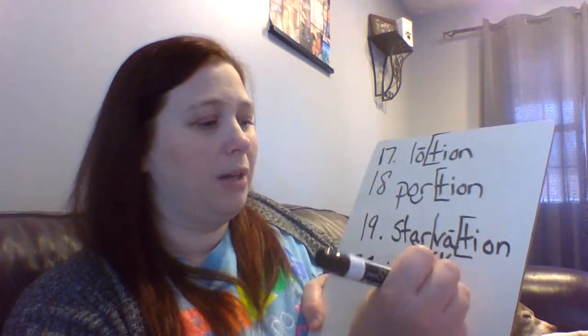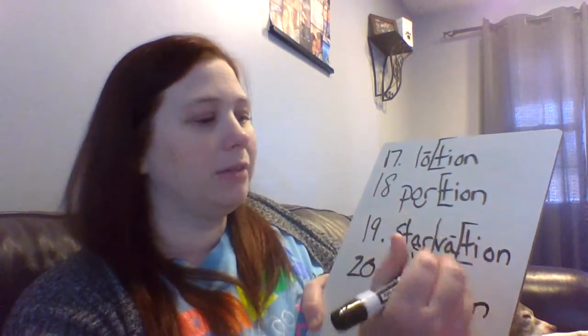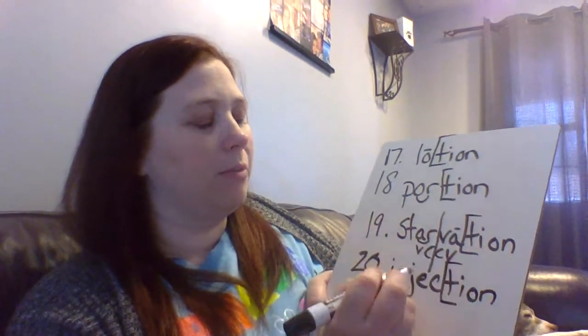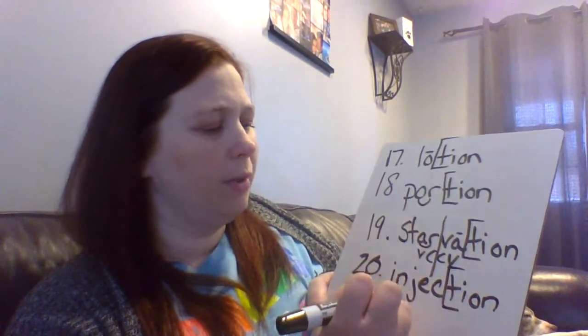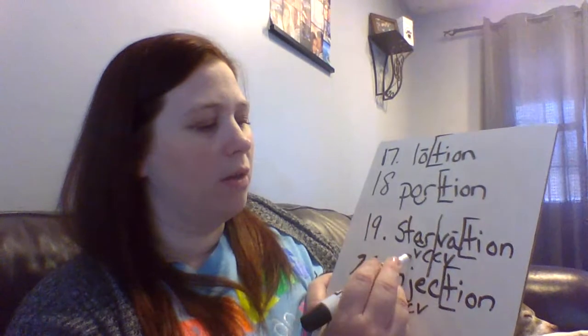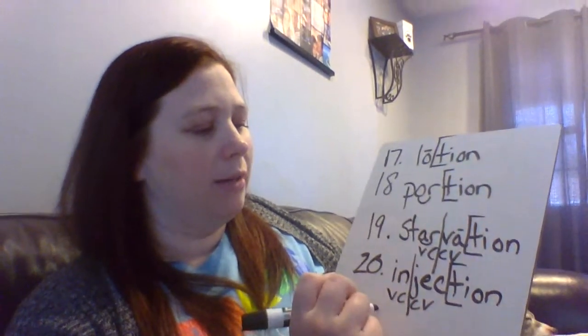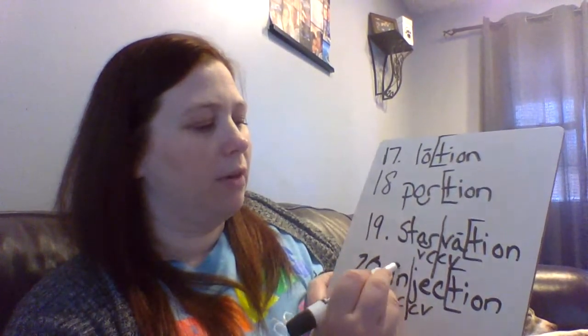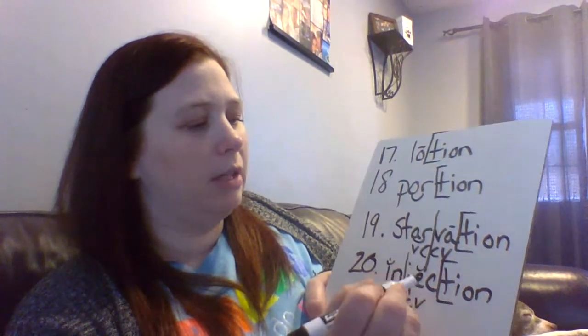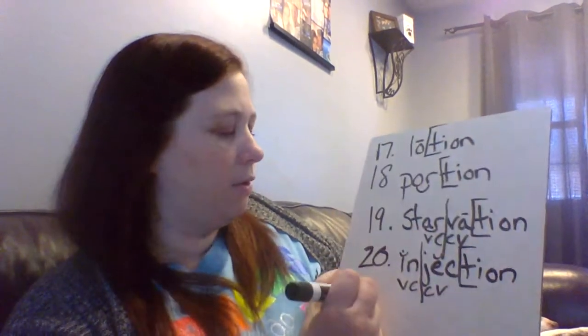Number 20, we have injection. We are getting some big words these days, aren't we? Our T-I-O-N gets the bracket. Here we have vowel, consonant, consonant, vowel. So we're going to draw a line in between those two. So we have vowel, consonant, our I gets a breve, vowel, consonant, our E gets a breve. And we're done with that one.